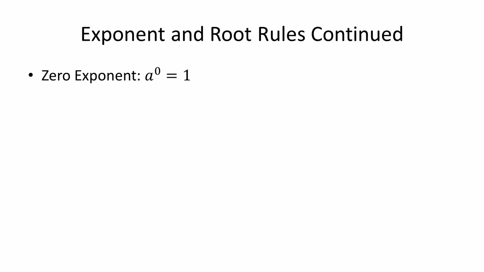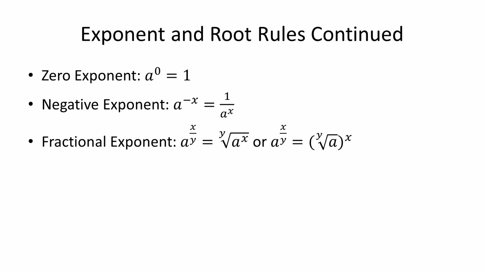The zero exponent rule states that a to the power of 0 equals 1. If you're given a negative exponent in an expression, such as a to the power of negative x, it's equal to 1 over a to the power of x. The fractional exponent rule states that a to the power of x over y is equal to the y root of a to the power of x, or a to the power of x over y is equal to (the y root of a) to the power of x.